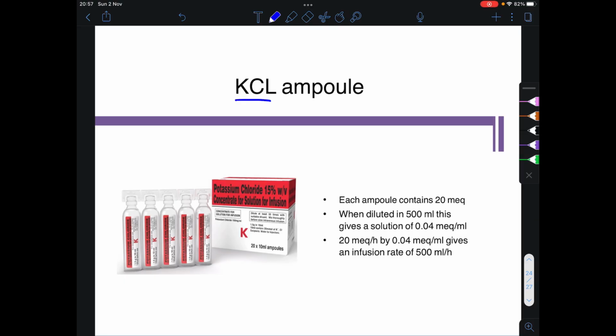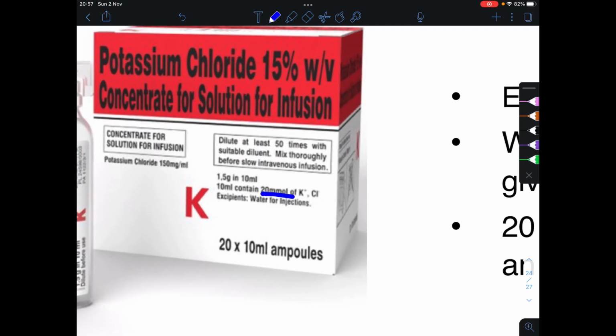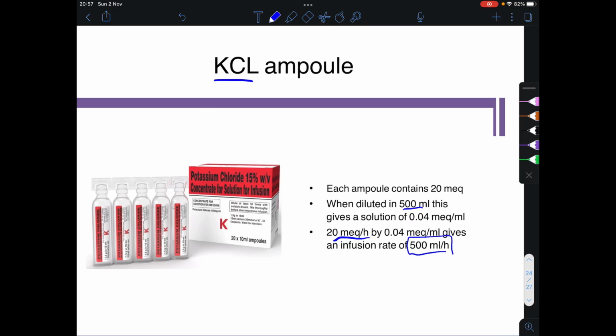This is the KCl ampule. You can actually see that it contains 20 milliequivalents of potassium chloride. So what you would do is, for example, if you want to give 20 milliequivalents per hour, you dilute the 1 ampule in 500 milliliters of fluid, and then you give the 500 milliliters in the 1 hour time period.